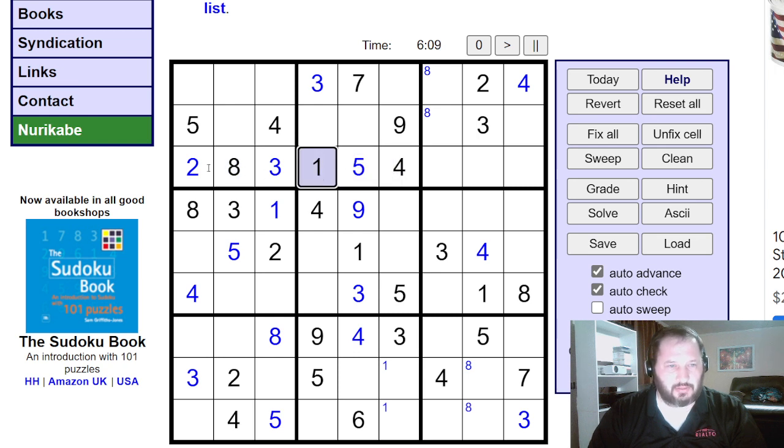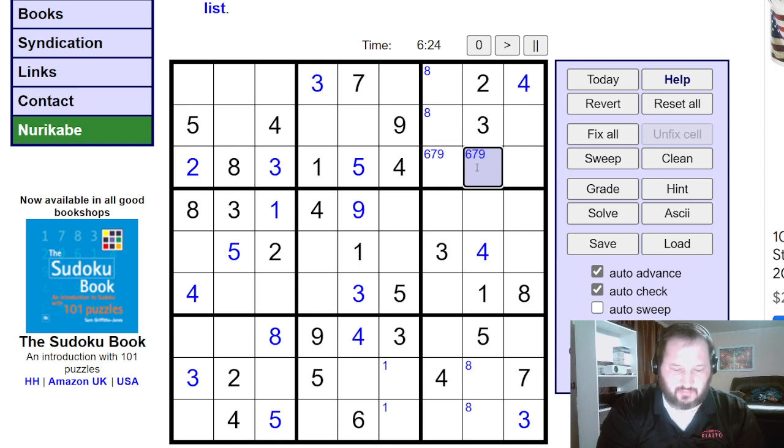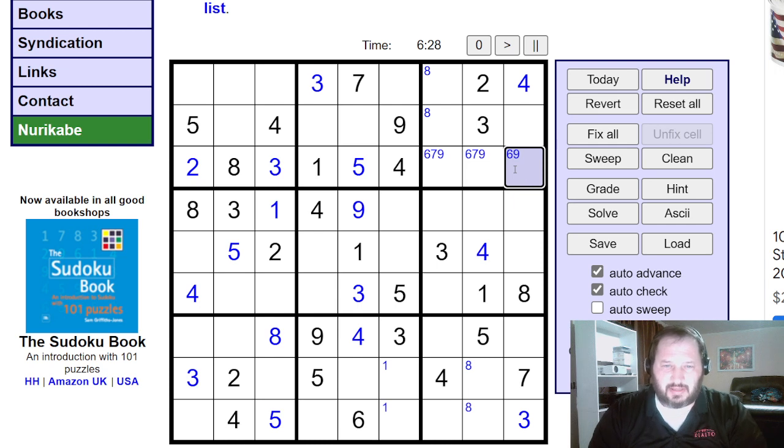So I have a 1, 2, 3, 4, 5. I need a 6, a 7, and a 9. Okay, those have to be across the bottom. Now I can't have a 7 here, so this one could be 6, 7, or 9. This one could be 6, 7, or 9. This one could be 6 and 9, but not the 7.